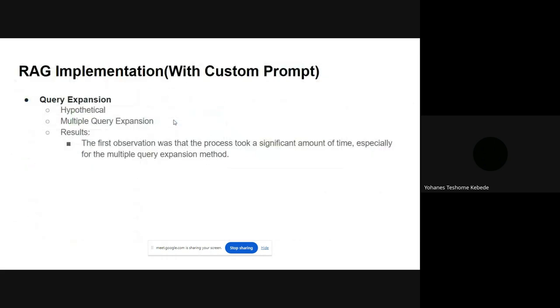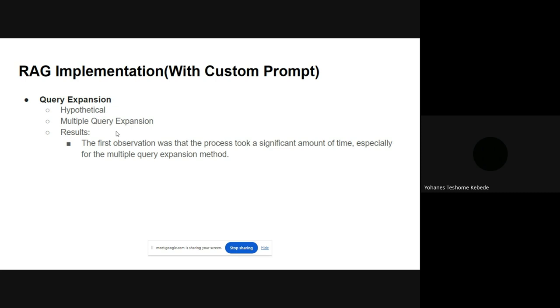Then after that, I changed the prompt to a custom prompt. I wrote a custom prompt and tried to see the differences with the LangChain prompt, and there weren't many differences between the results. And then I implemented two query expansions, hypothetical and multiple query expansion. For the hypothetical one, I was not getting good results. So mainly I focused on multiple query expansion. And the first observation was the process took a significant amount of time.